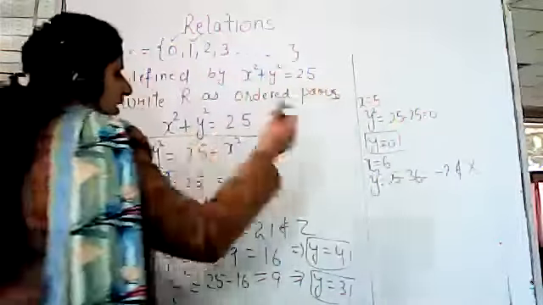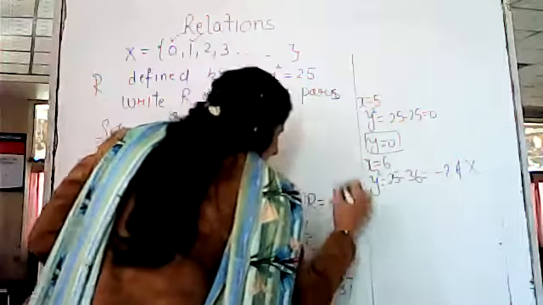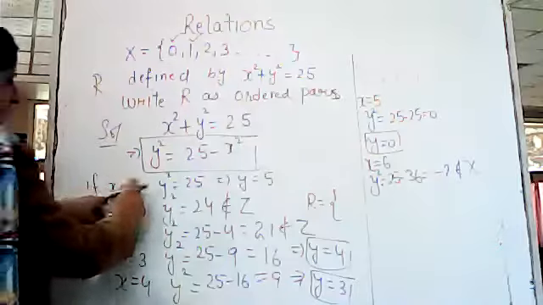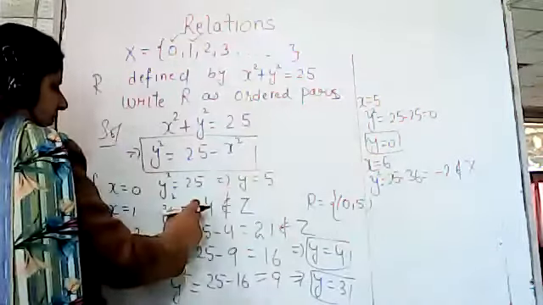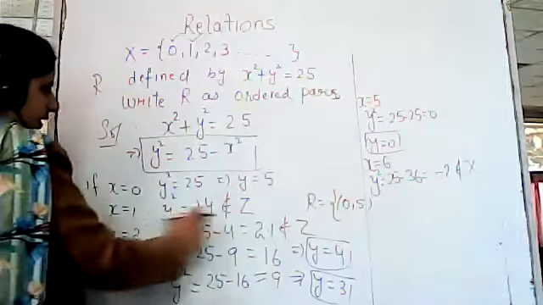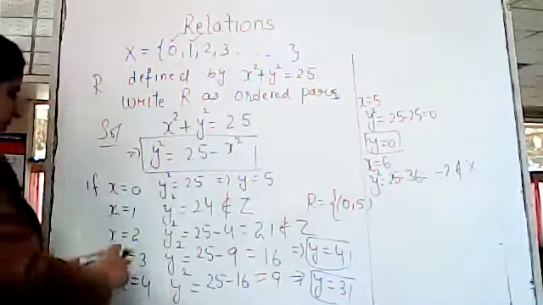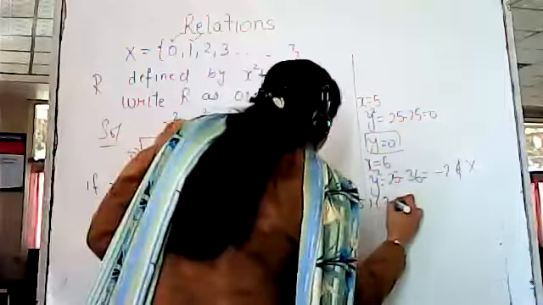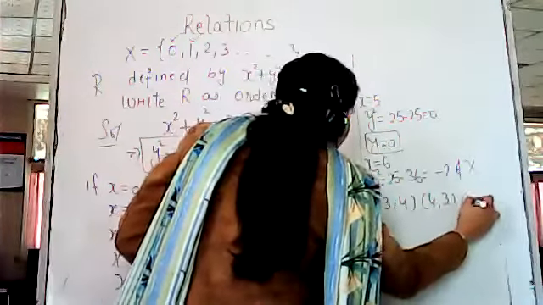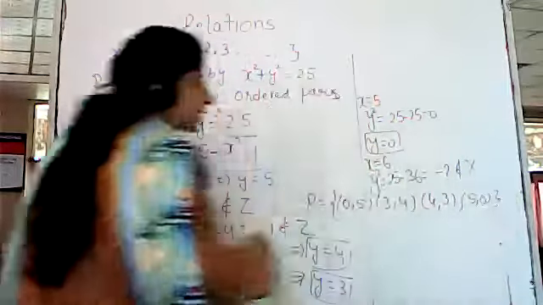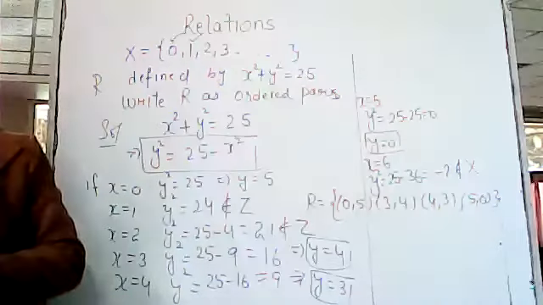So what is the relation R? Relation R will consist of ordered pairs. First is 0, 5. Then 1, it is not selected. Again 2, 21, it will be rejected. Next is 3, 4. Next is 4, 3. And next is 5, 0. This is the value of relation R.